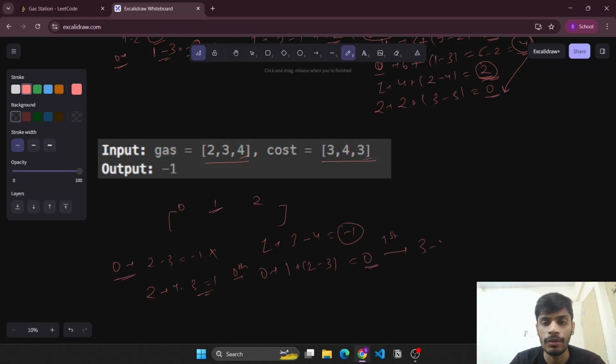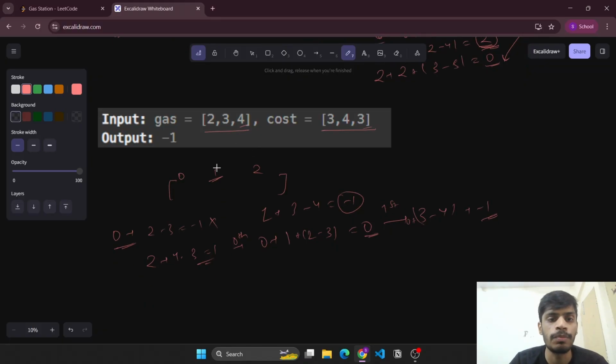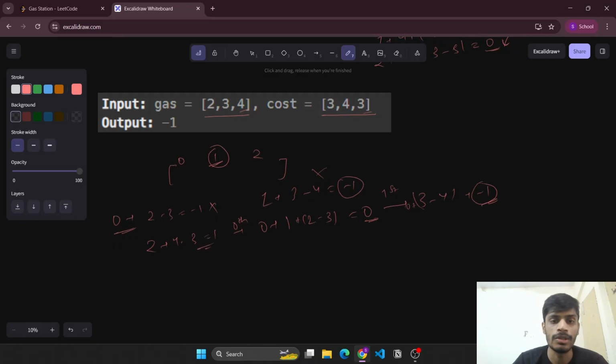We have 3 minus 4. So 0 plus 3 minus 4, which again becomes negative. Hence we did not reach this point back again with a positive gas. Hence 1 cannot also be a starting point. And 2 can also not be a starting point because we started from 2 here. Okay, so as you can see, none of the starting indexes satisfies the condition. Hence in this case the output here is minus 1.